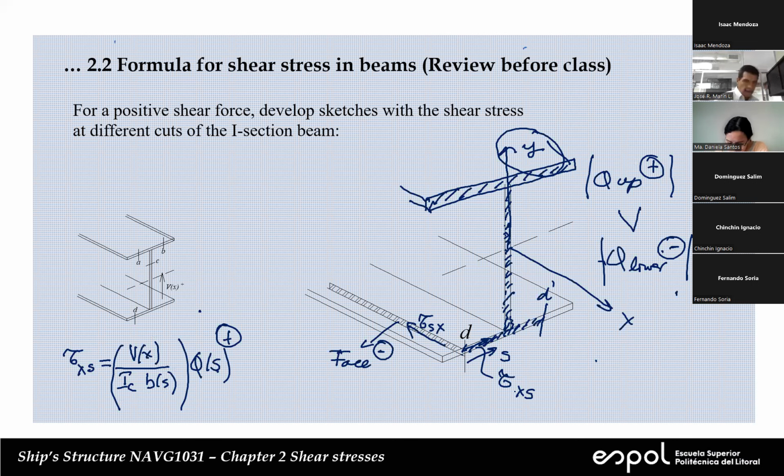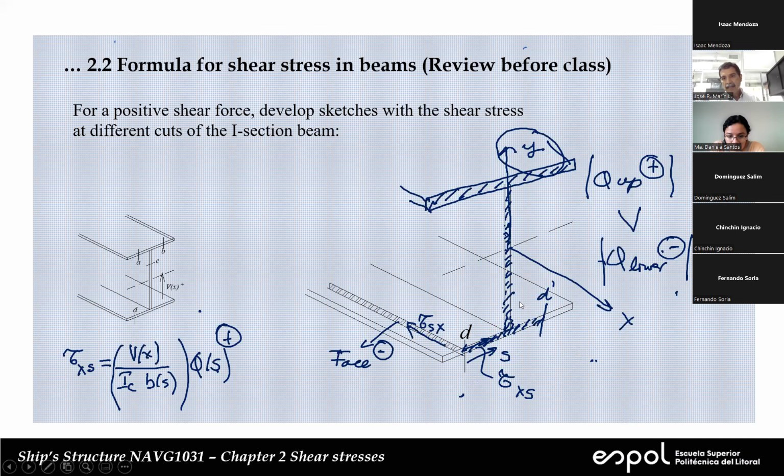But doctor, if we only consider the lower flange on the other side, it's going to be opposite to that direction of the shear stress? Yeah, you have to reason, but you're right. Because in that case, in the cut D plus or D prime on the other side, that's going to be also a negative phase, right?